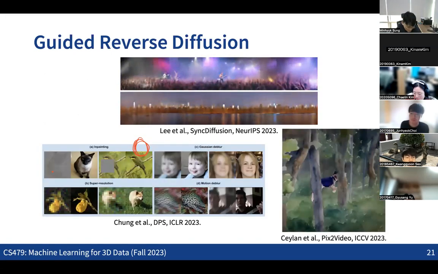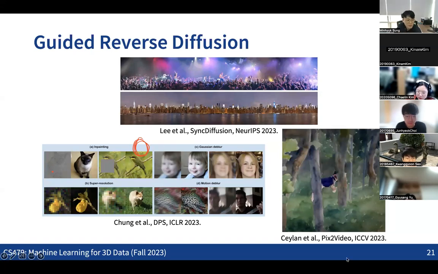Yeah, so I just wanted to quickly go over some of the basic ideas in terms of how we can apply unconditional diffusion models to some conditional cases. And these are some of the examples where we can directly apply unconditional models to conditional cases.